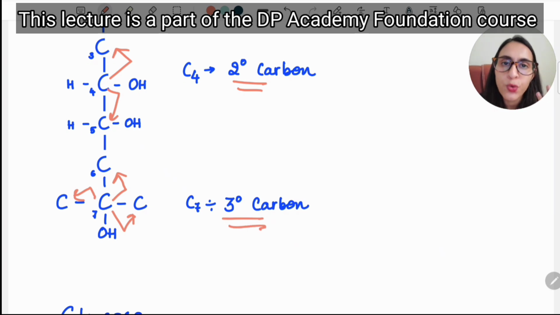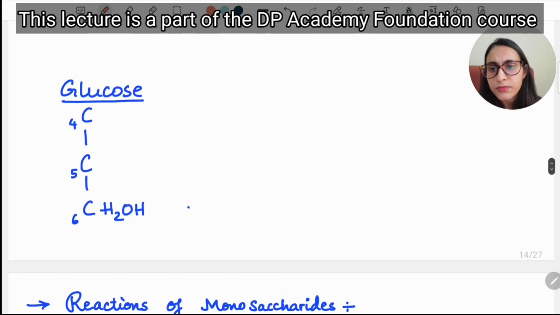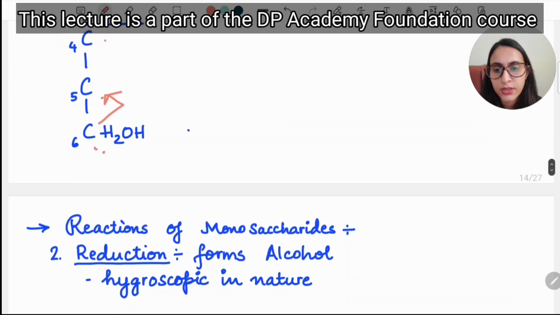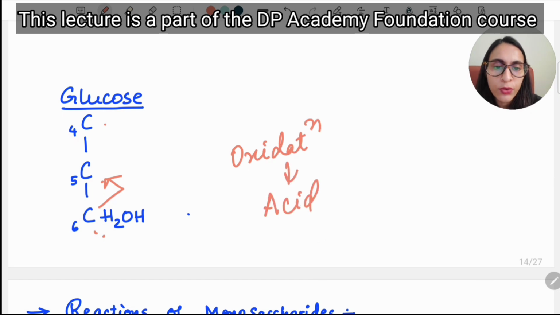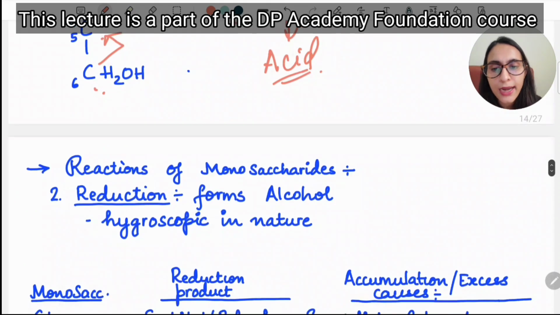So if a carbon is attached to 1 carbon, it is a primary carbon. If attached to 2 carbons, it is secondary, as the name suggests, and if attached to 3 carbons, it is a tertiary carbon. If you look at the end structure of glucose, this is carbon atom 4, 5 and 6. C6 of glucose is a primary alcohol, as it has only 1 carbon atom attached to it. We have covered the oxidation, which forms acid. Now coming to reduction of a monosaccharide, that forms alcohol.